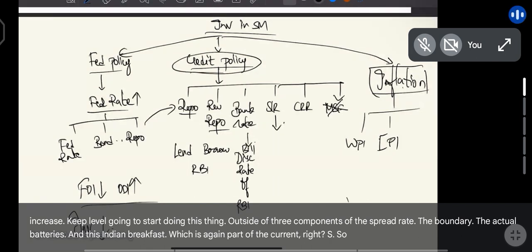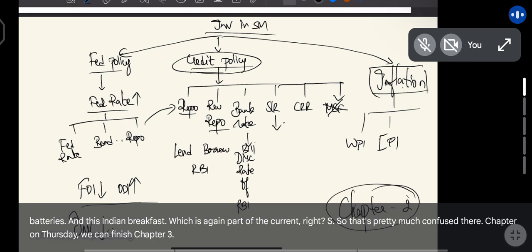So that pretty much concludes your chapter 2. On Thursday, we can close chapter 3 probably. Yeah, that's pretty much it for today. Any doubts?